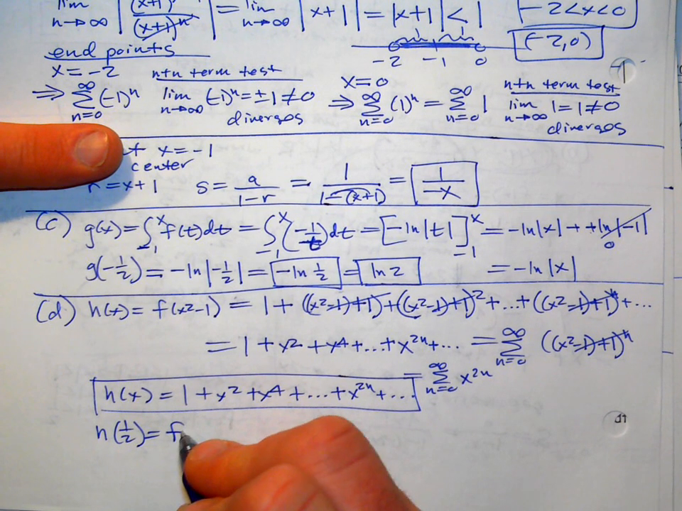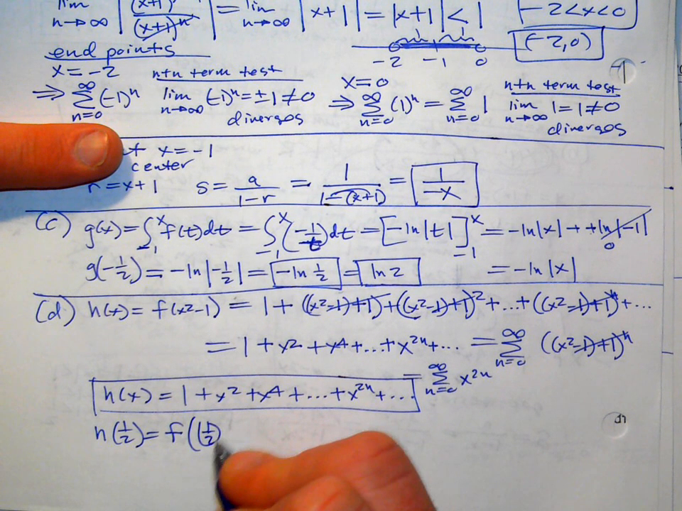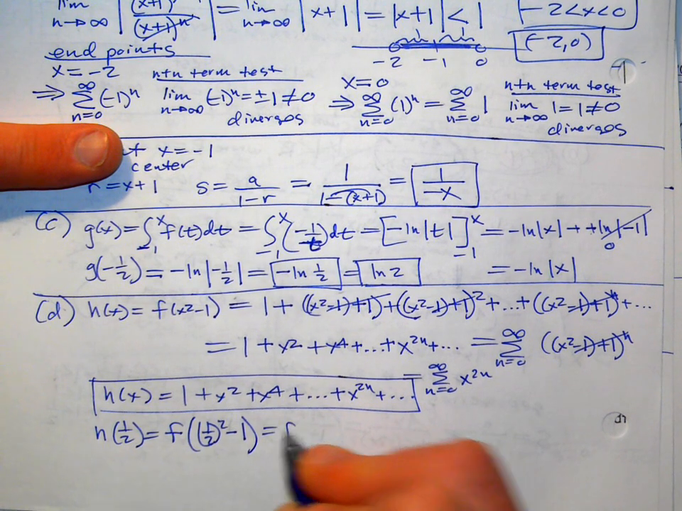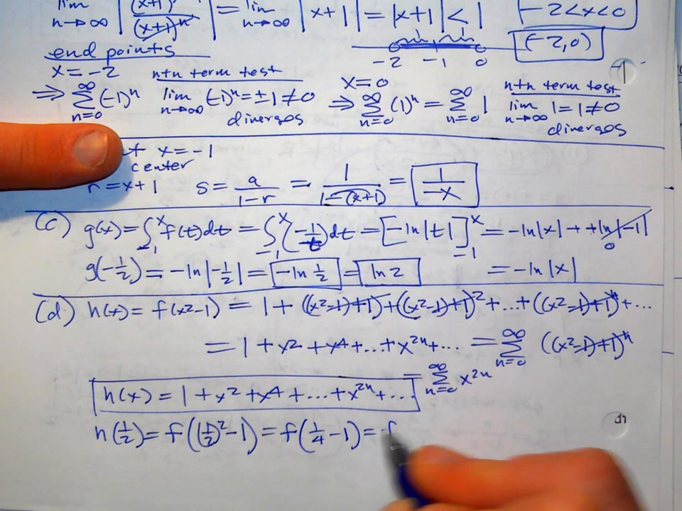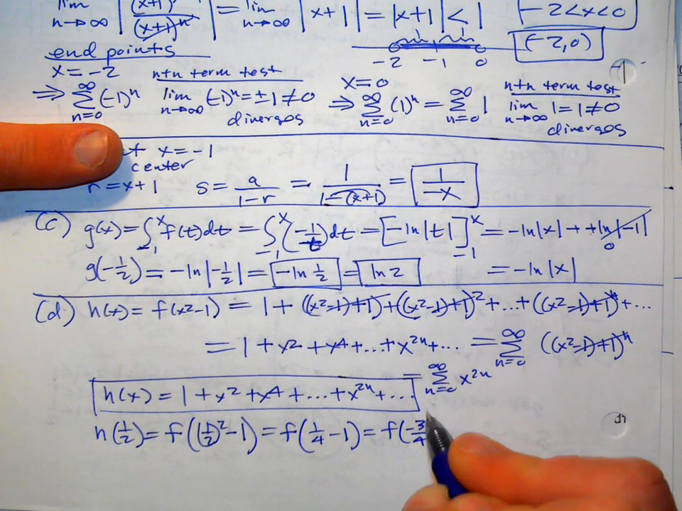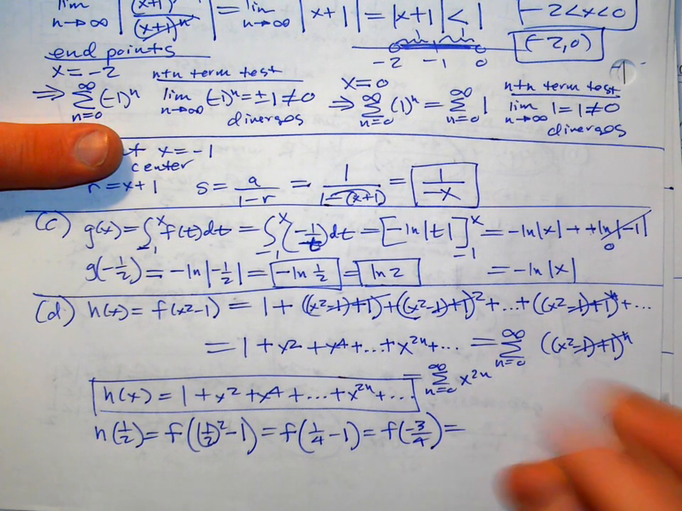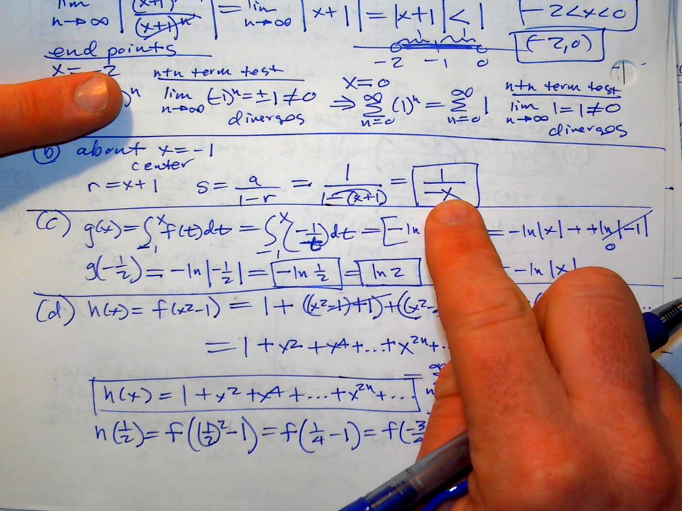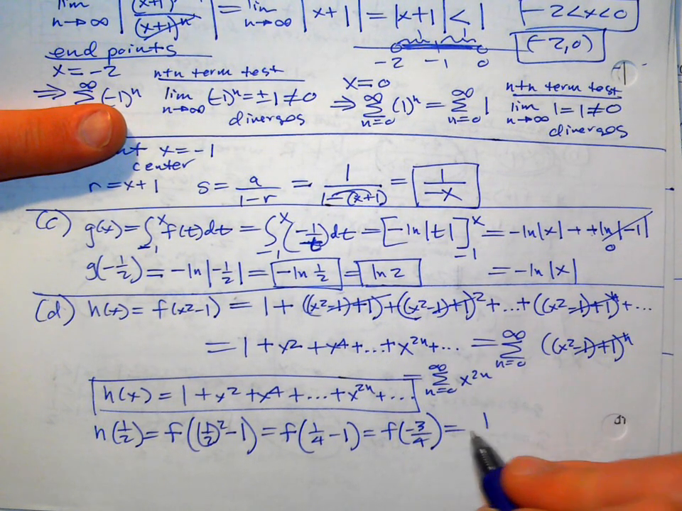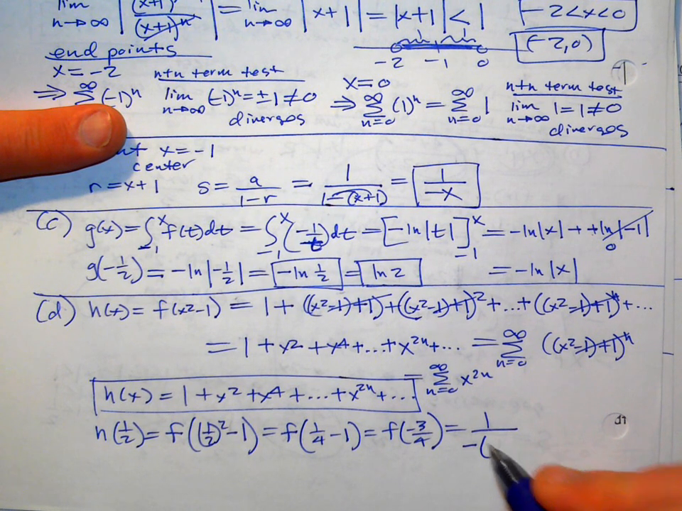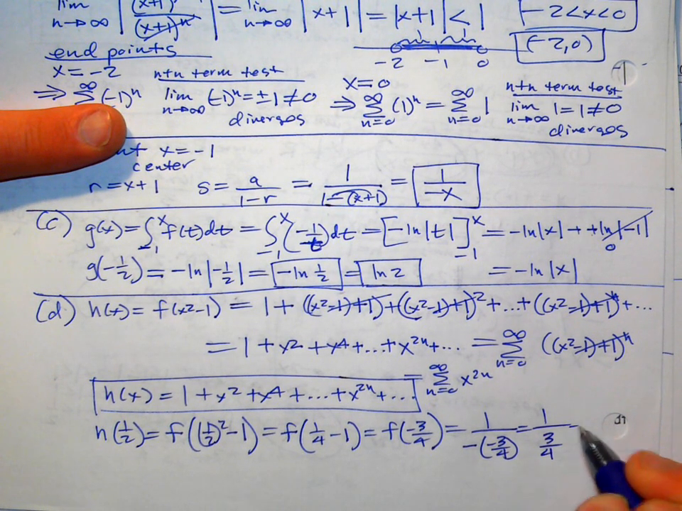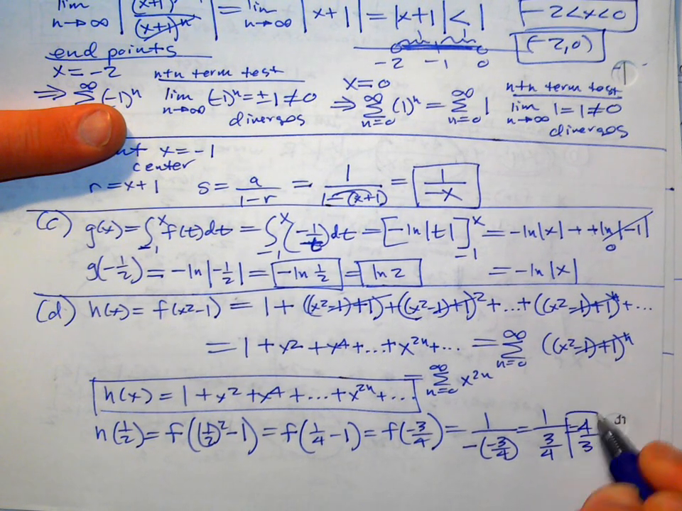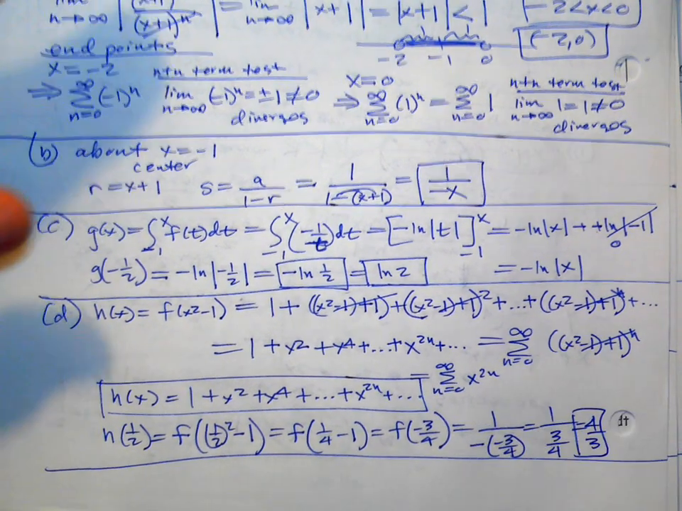So that means we're going to plug 1/2 in for x, and that's going to be 1/4 minus 1, which is going to be f of negative 3/4. And we already found the sum of f of x in part B. So it's going to be 1 over negative of negative 3/4, which is 1 over 3/4, which is 4/3. There you go.